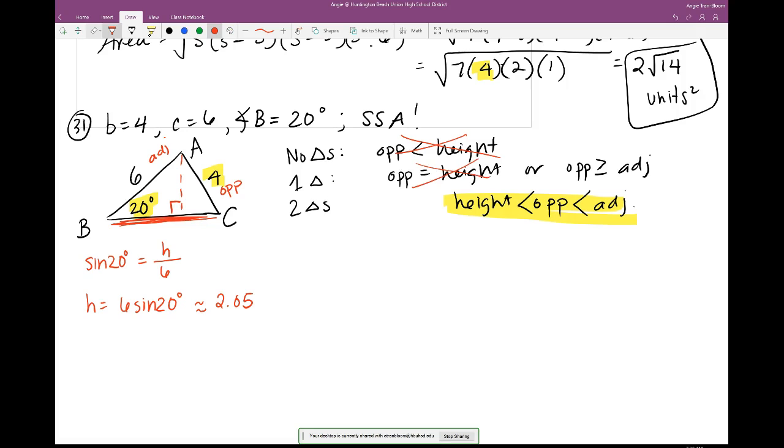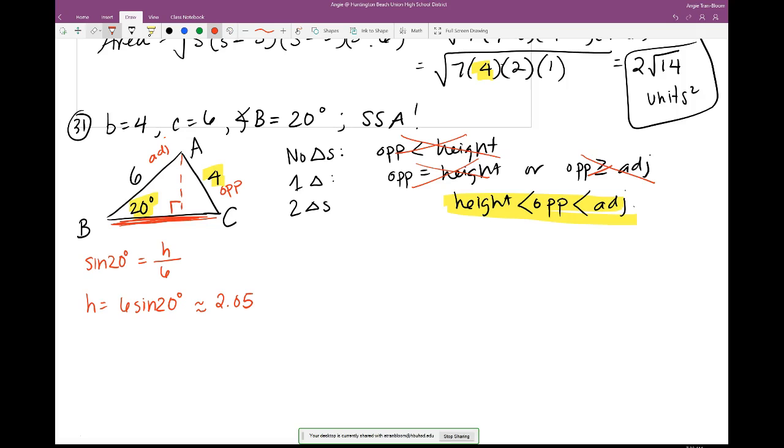No, that's not it. Is the opposite greater than or equal to the adjacent? Is the opposite greater than the adjacent? No, the opposite is 4, the adjacent is 6. It's not greater than. So guess what? You only have one choice left.